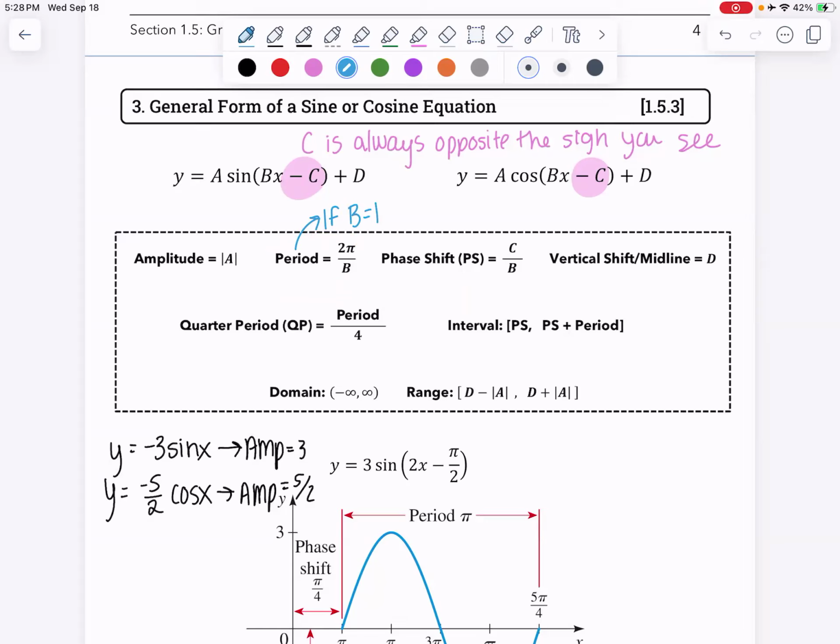Let me make more room here. So if B is 1, the period is 2 pi. Phase shift, that was our left-right shift. I use PS here instead of phase shift. Also vertical shift, I use VS. And midline, I write mid.